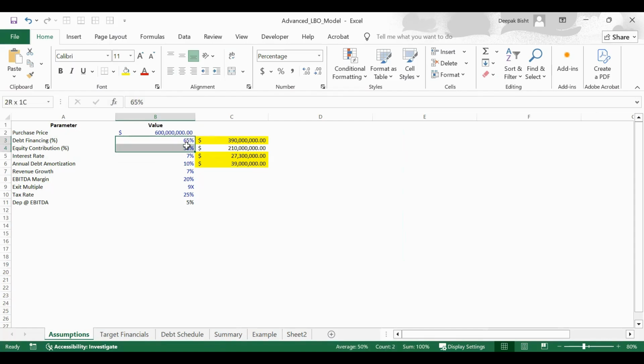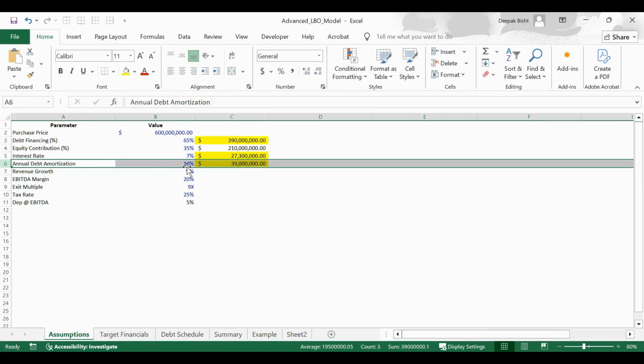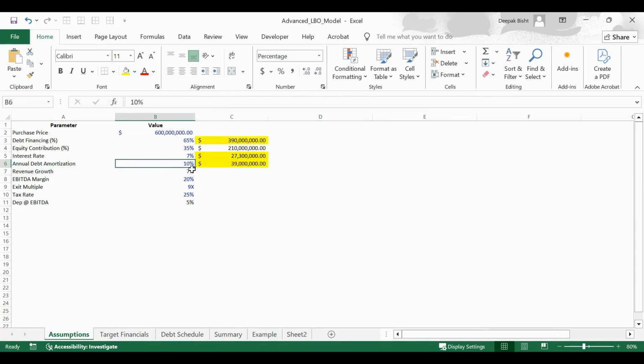This sums up to 100%. And we are able to acquire a $390 million loan at a rate of 7%. And we are going to pay back the loan. We are going to amortize it, and every year we actually have to make an installment of $39 million along with the interest payment.